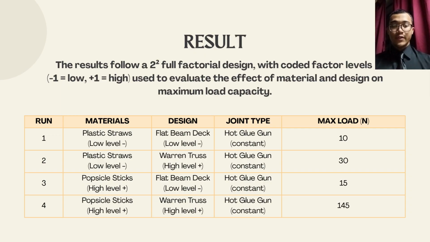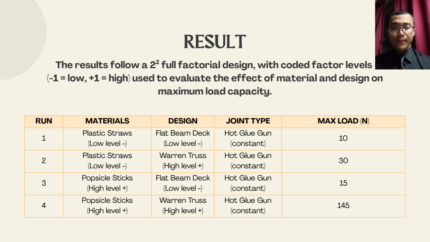Moving on to the raw results of our 4 experimental runs based on our testing and demo of the bridge. As we can see, there is a clear trend in how material and design impacted our maximum load capacity. Looking at our lower level combination, the baseline plastic straw flat deck in Run 1 failed at just 10 newtons of force. When we upgraded the geometry to Warren Truss in Run 2, the capacity tripled to 30 newtons.